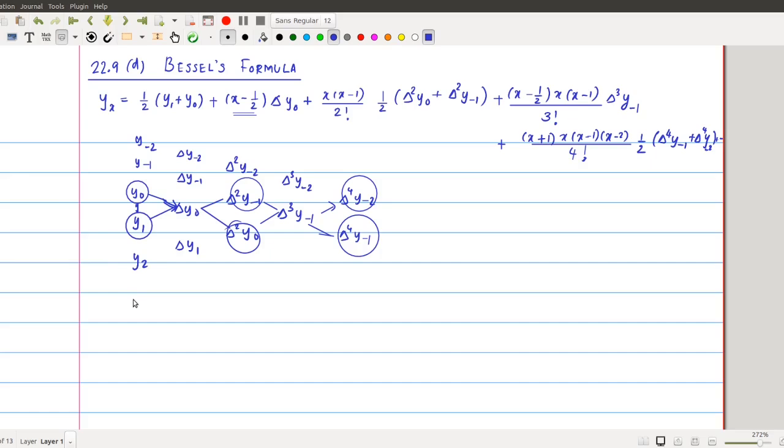Okay, so next class we will discuss the other central difference interpolation formulas, Laplace Everett formula, and Newton's divided difference formula. So these are the two remaining interpolation formulas. Then after that we can conclude section 22.9.